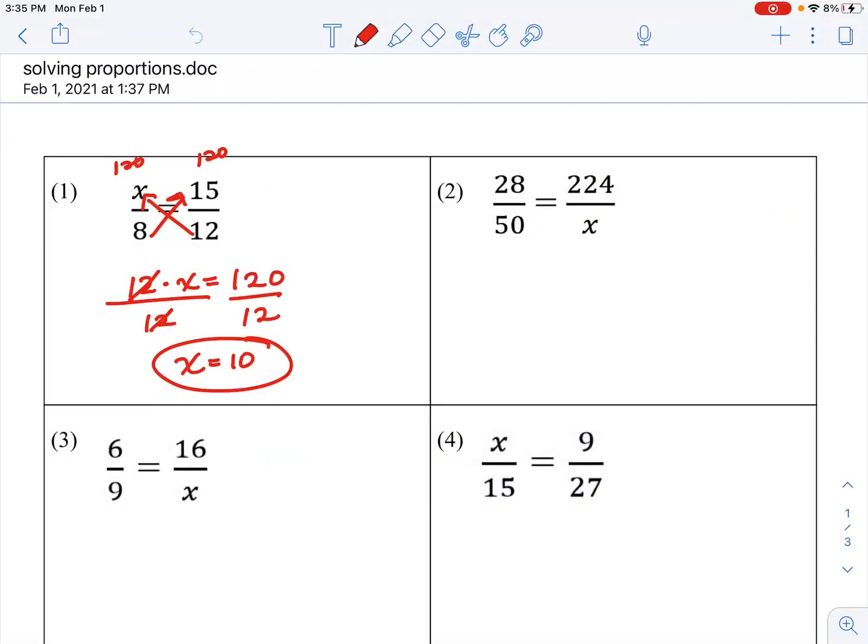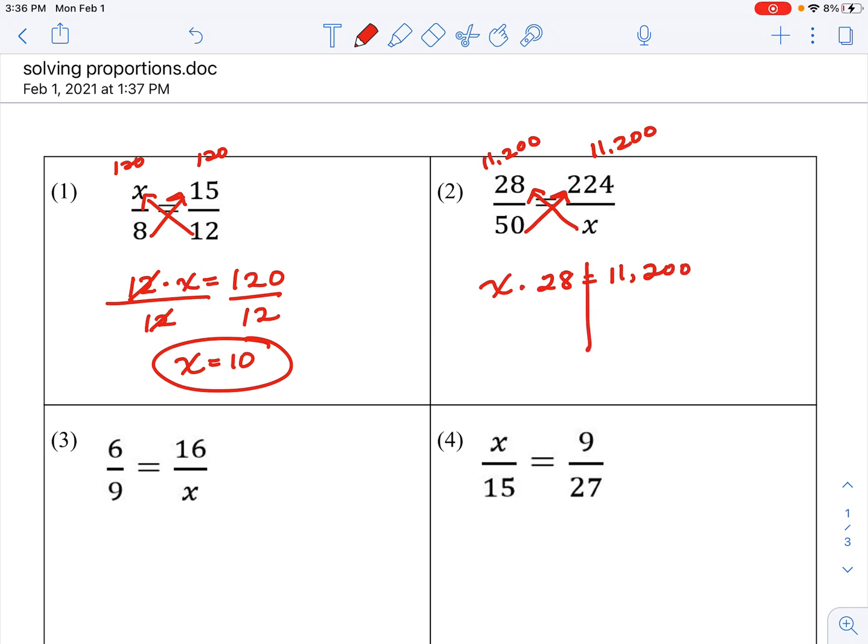Okay, so we know that if I have two equal ratios, that makes a proportion, and if they're equal, when I multiply across this way and when I multiply across this way, I should get the same thing. So 50 times 224 is 11,200, and we're not scared of big numbers because we got a calculator. So x times 28 has to equal 11,200.